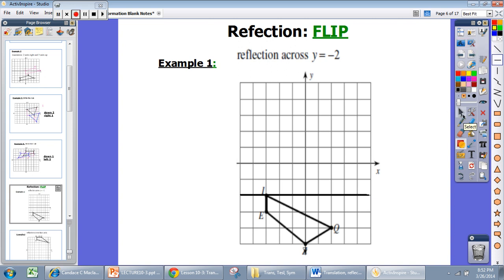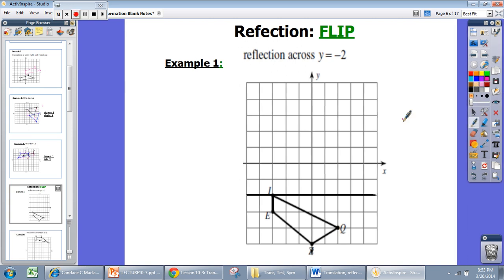Alright, anyway. So it's going to jump over that line. So now when I'm drawing it, obviously L is going to stay where it is because it's right on top of the line, but E is 1 block away down. So to flip it over the line, you're going to make it 1 block away up. So that's going to be E prime.